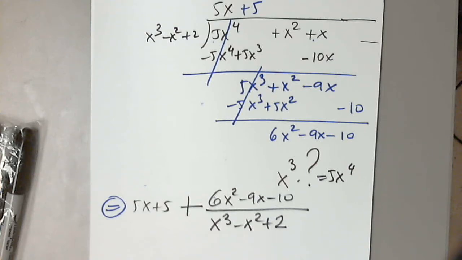So when you graph this function, you're going to have to graph 5x plus 5. That would be the slant asymptote. It happens to have a positive slope, so we know the function will eventually follow it, getting asymptotically closer and closer to it. Very good. Any questions?